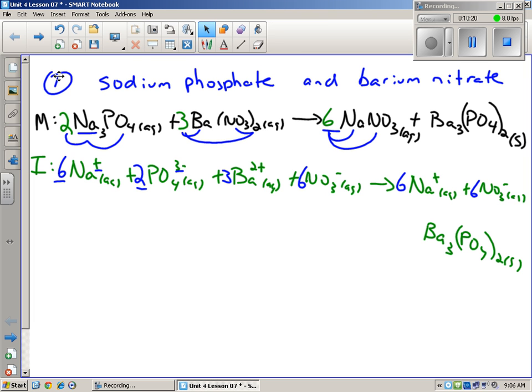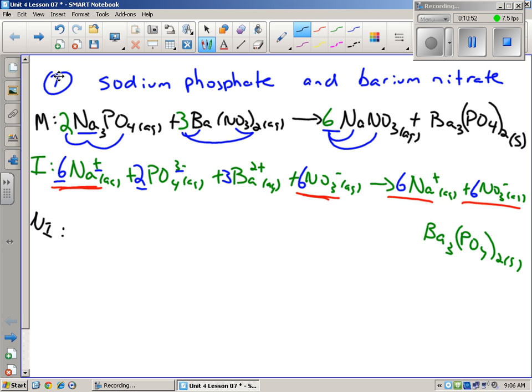You don't have to, but I will underline the spectator ions, the ones that appear the same on both sides. In double replacement, you have to have 2 spectator ions, so sodium and nitrate. Notice I have exactly 6 and 6, and 6 and 6 there as well. So those would be called your spectator ions, okay? We're going to take those out of the equation, and all you have to do now is write what's left over, and that would be your net ionic equation.